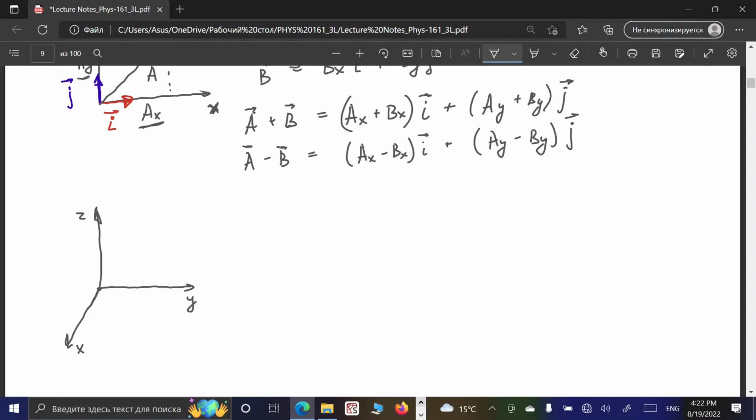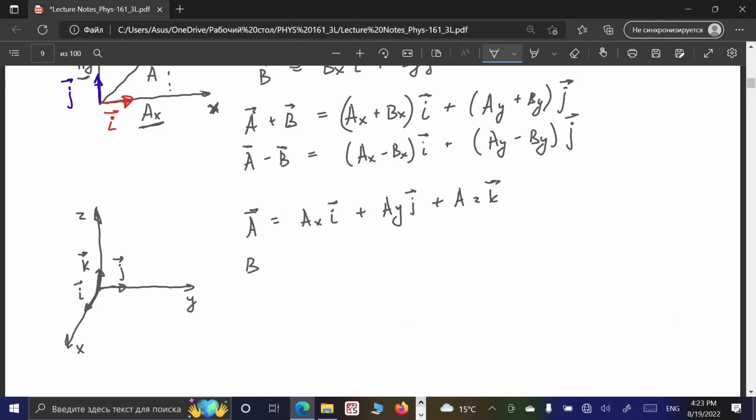Here we have i unit vector, j unit vector, and k unit vector. So if we have some vector A in a three-dimensional system of coordinates, it will be Ax times i unit vector plus Ay times j unit vector plus Az times k unit vector.